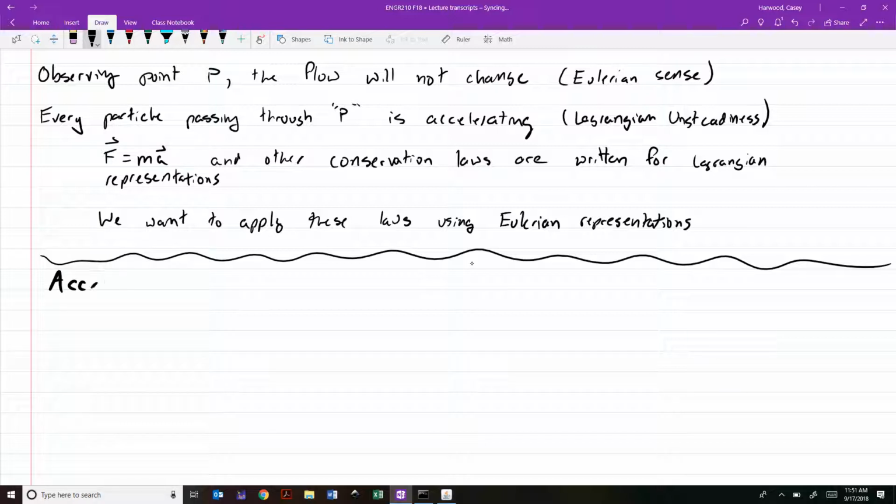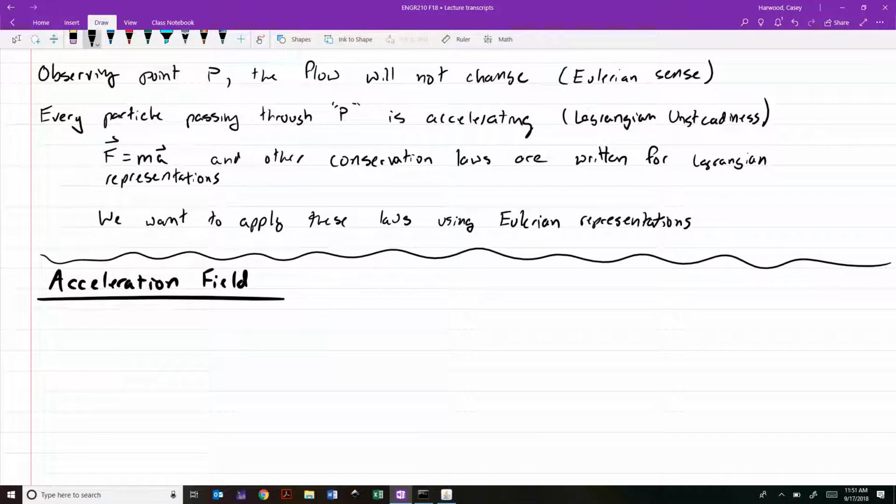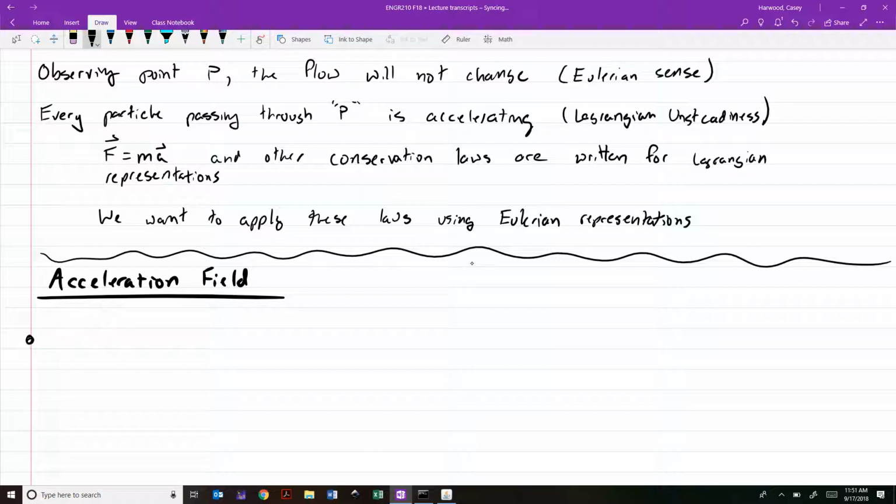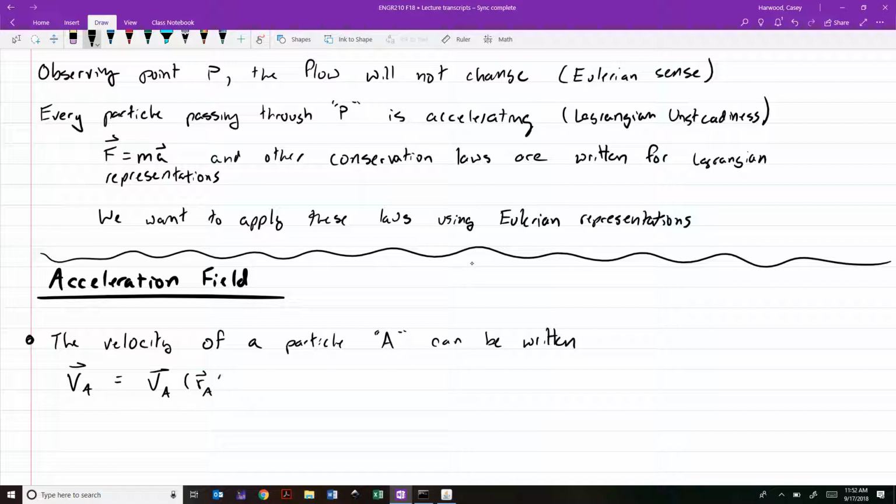All right, so the acceleration field. The first step here is we've established that the velocity of a particle A can be written as V_A, which is a function of that particle's position and time, where r_A is equal to x_A i plus y_A j plus z_A k. So that's its vector position.